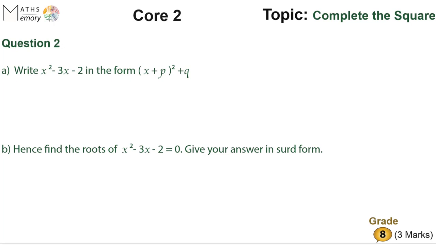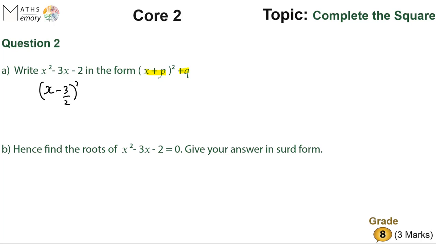Question 2, core 2. Press pause, write part A and B down, and press play when you are ready. Write x squared minus 3x minus 2 in the form (x plus p) squared plus q. So again, this is complete the square. We need to find out what p and q are. Let's do what we did in the original question. First of all, let's halve this b coefficient, so let's make it (x minus 3 over 2) squared.